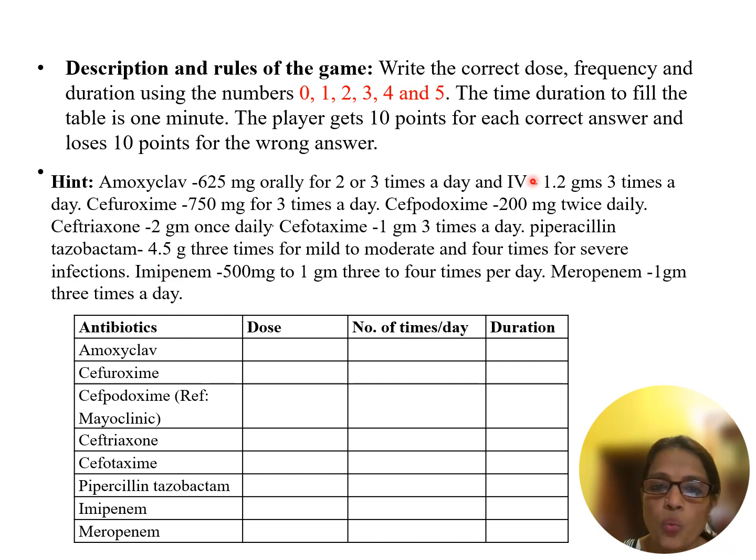So now what you need to do is, I have given you the dosage and the number of times per day that you need to use. Here, using the numbers 0, 1, 2, 3, 4 and 5 only, you must fill the table. I have given you the dosage. So by doing this number puzzle, what you will understand is, whatever antimicrobial we use, they shall be used in appropriate dose for appropriate number of times and for appropriate duration.